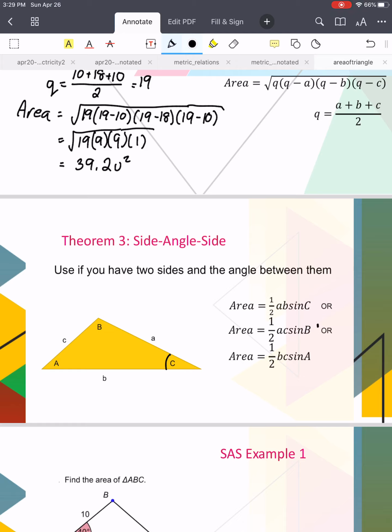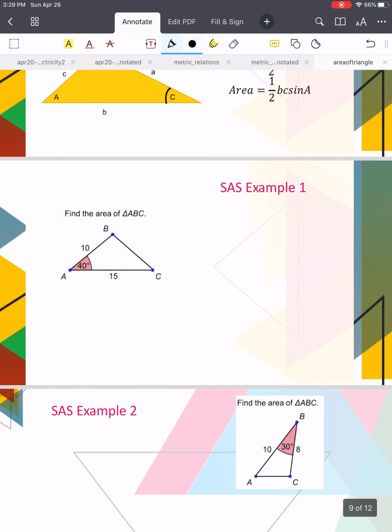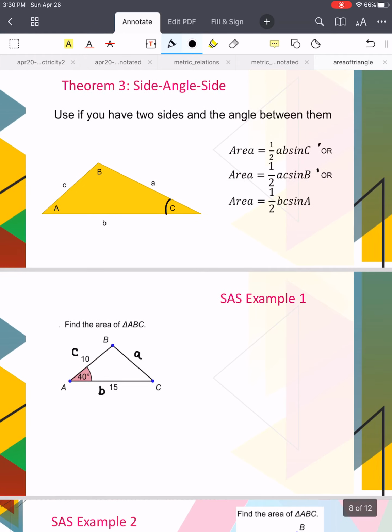So let's look at an example of that. This says find the area of ABC. We're given an angle and 2 sides. So let's again start by labeling our triangle. This will be side A, this will be side B, this will be side C. We're given angle A and also side lengths B and C, so we're going to use the third option.